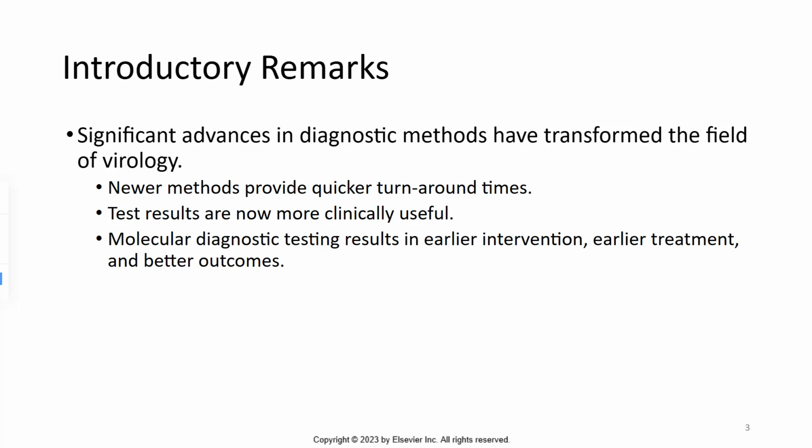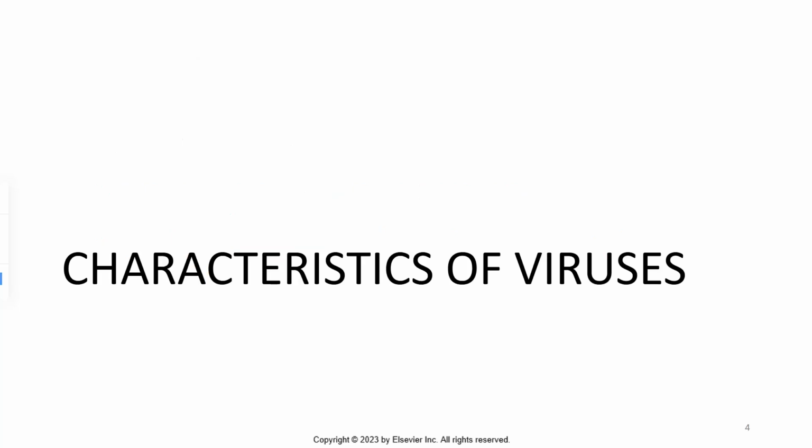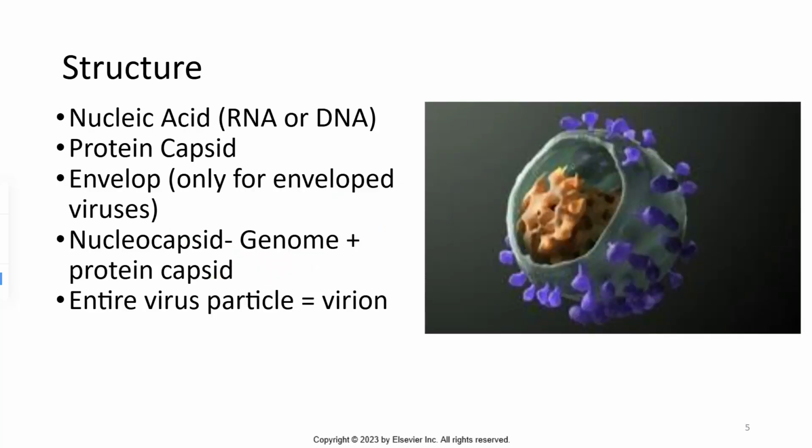We're going to go through basic detection methods, and then we're going to start going through different classes of viruses in this lecture. So, characteristics of viruses; this should be a review from a general microbiology class. Simple structure: the nucleic acid is RNA or DNA, surrounded by a protein capsid, which is just the protein coat. If it's an enveloped virus, it has an envelope around it that consists of a phospholipid bilayer, and the purpose of the envelope is to allow for fusion when the virus infects our cells.